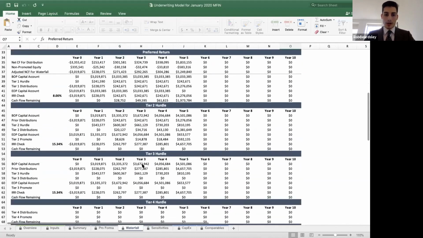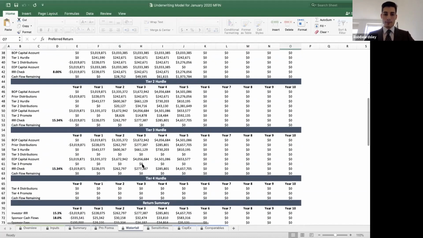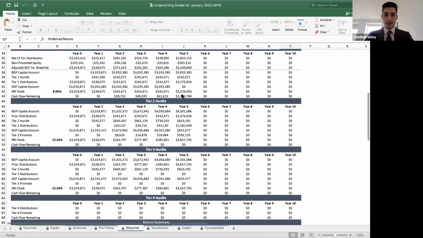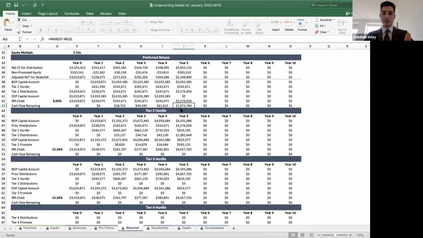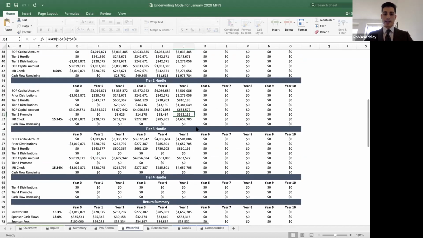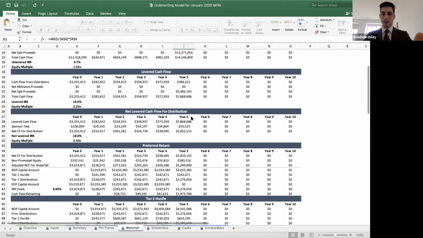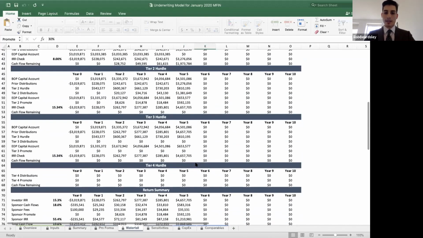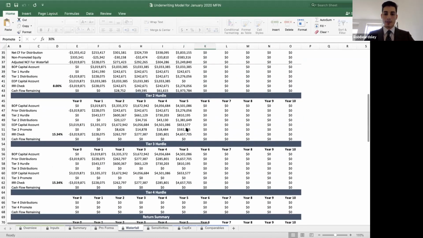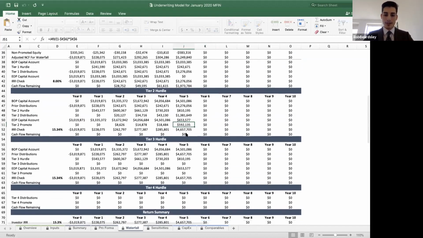So this is how a typical waterfall structure works. As you can see, at the sale, after the 8% preferred return is made, there's still $2 million of cash flow remaining to waterfall through. And you'll see that the promote is then paid at, here in our example, a 70-30. So 30% of the cash flows after that 8% compounded return is made good are given to the GP as a promote. So this is that example.